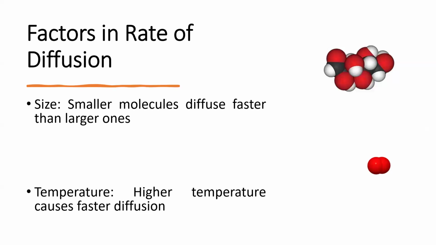If it's really big and bulky, it's going to take longer for it to move around compared to smaller ones. So generally, smaller molecules will diffuse faster than larger ones. Over here, we have oxygen, which diffuses quite fast. And over here, we have a big one. It's glucose, and that will take a longer time to diffuse.